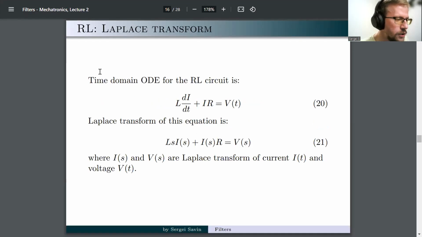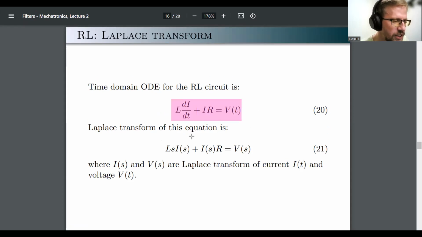Okay, now the time domain ordinary differential equation for the RL circuit, as we said before, looks like this. Now we can Laplace transform it. How is it going to look? The Laplace transform of L times di/dt is L times s, because of the derivative, times I of s. So L does not change, of course. Constants, the Laplace transform of a constant is a constant.